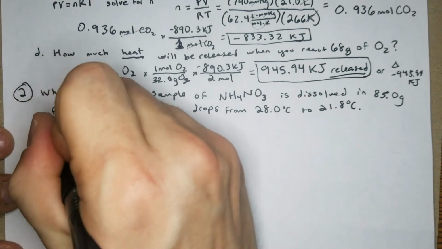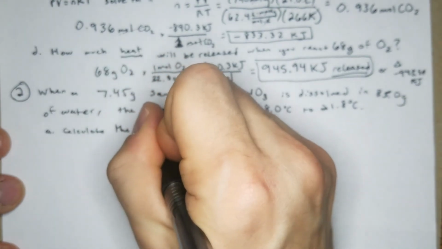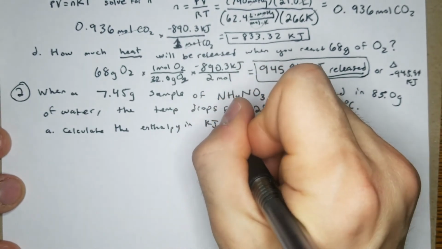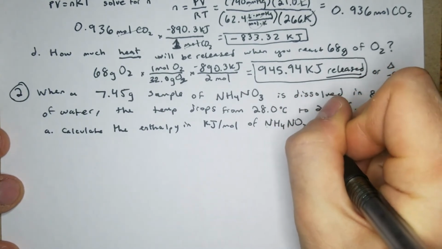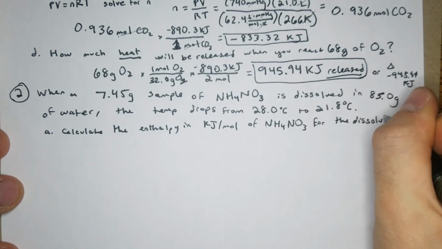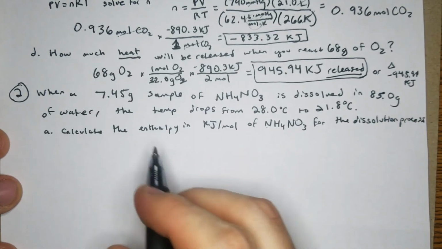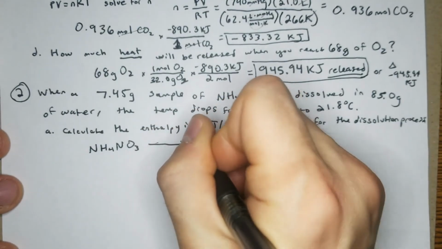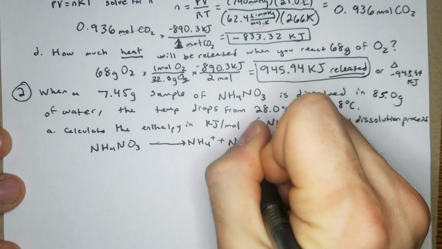So we'll start off with A. Let's see, calculate the enthalpy in kilojoules per mole of NH4NO3 for the dissolution process. NH4NO3 yields NH4 plus and NO3 minus.